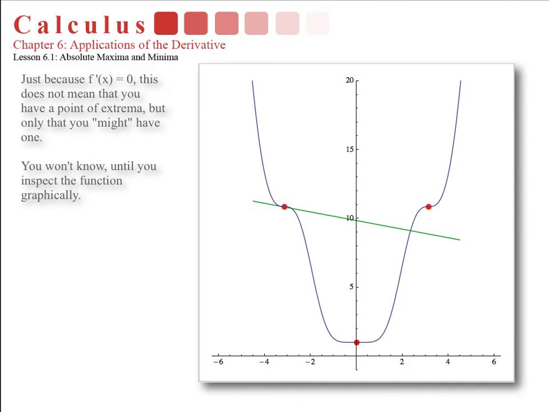Now for this particular function, we do have an absolute minimum at least, and that occurs at 0 itself. And so we do have an absolute minimum. But the other 2 points are neither points of extrema, points of maximum or minimum. They're just places where the tangent line happened to be 0. So don't fall for the trap that simply says just because f prime of x equals 0 that you must have a point of extrema. You won't know that until you inspect the graph.